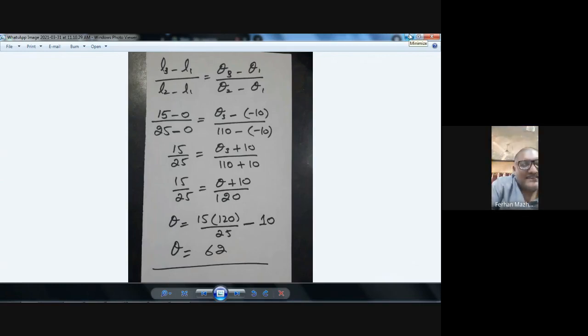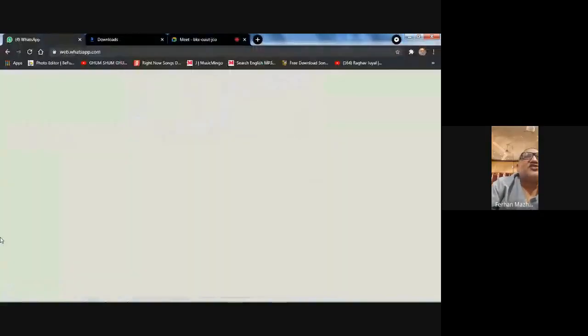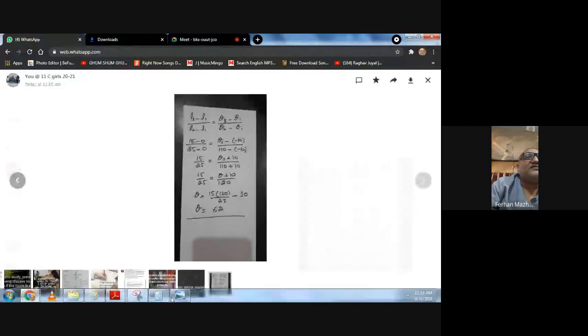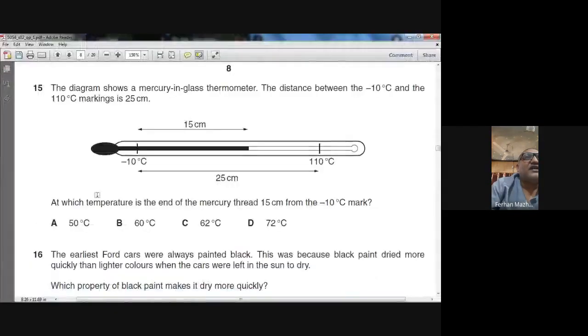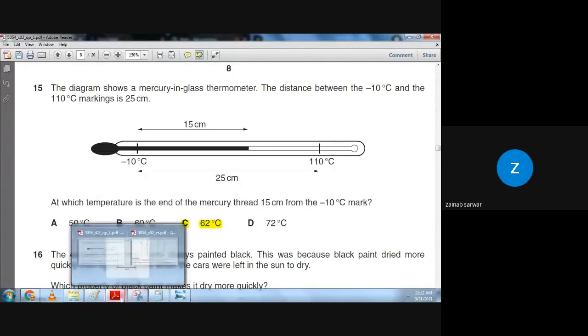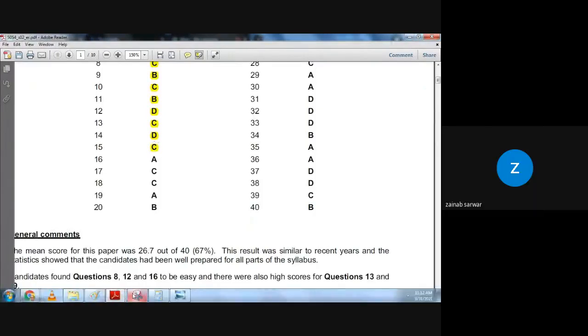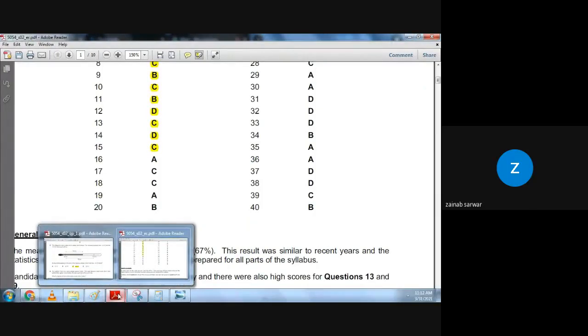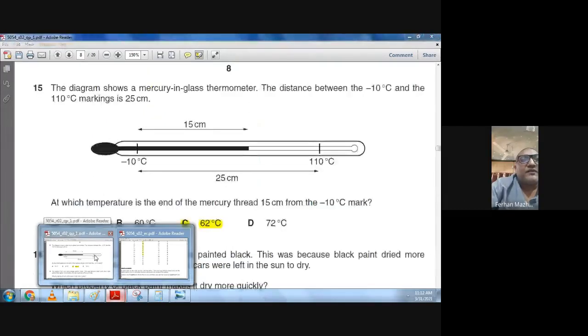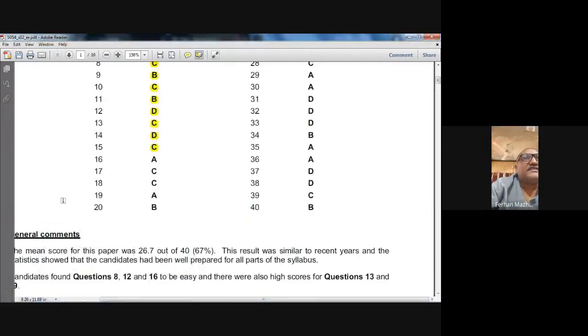Do you understand? Yes, sir. Okay. So the answer is 62 degrees centigrade. Question number 15. Sir, you sent the picture in the group. Yes, I sent the photo in the WhatsApp group. Okay. So 62.